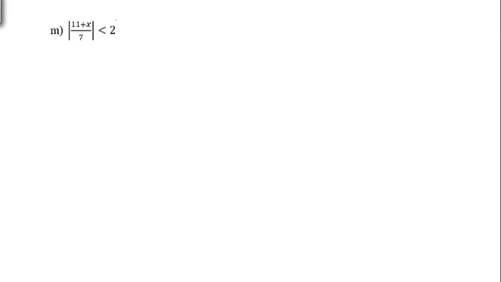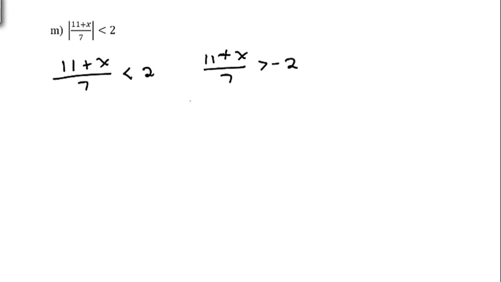Next example, again, we can set this up right away. Our absolute value is alone already, and so we have 11 plus x over 7 is less than 2, and 11 plus x over 7 is greater than negative 2. To solve these, we're going to multiply by 7 on both sides. We get 11 plus x is less than 14. And then subtract 11. Gives us x is less than 3.